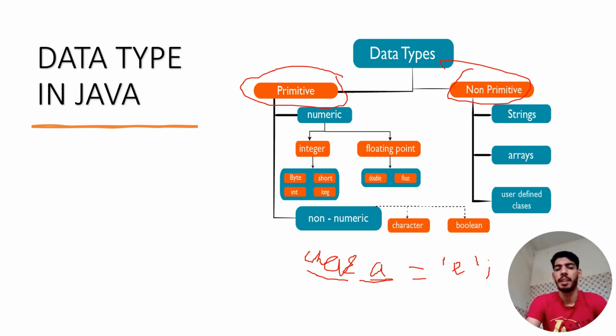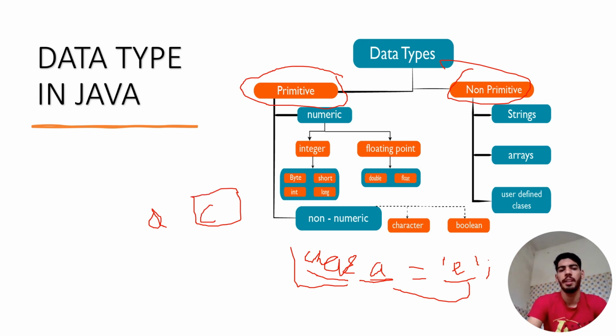We can say that char is a data type, a is a variable name, and equals to we are assigning a value to a. So here 'e' is the data that is going to be stored in a, and a is a variable. It's just like a container for storing 'e'. We will store 'e' in a container, a memory space. Boolean stores two values, true and false.